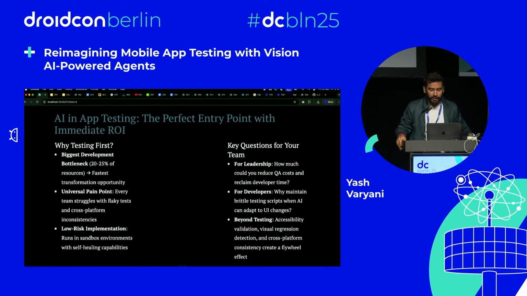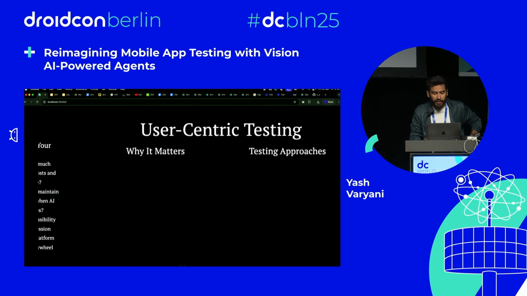For the leadership folks in here, the question to ask is how much developer time can be reclaimed and what the cost savings can be. For the developers, they should think about what interesting model training work they can do instead of recovering brittle testing scripts. And beyond testing, how can the flywheel be created? Can we go into app prototyping for the product managers in here, using vision language models? That's another thought that you should leave this chat with.